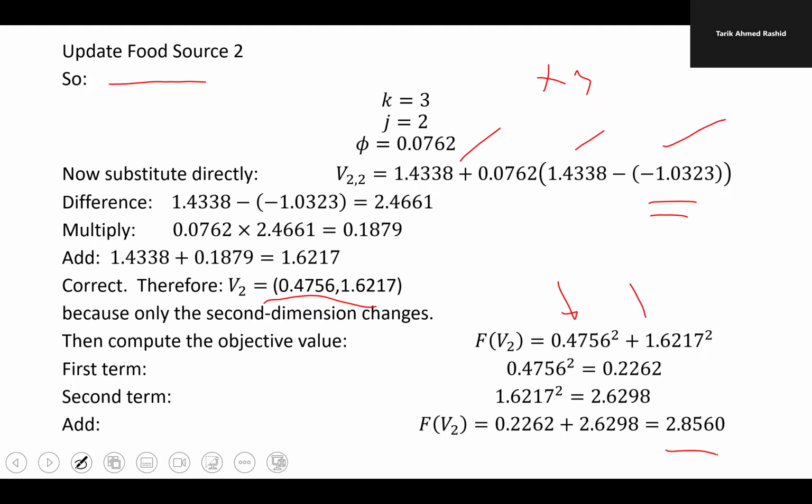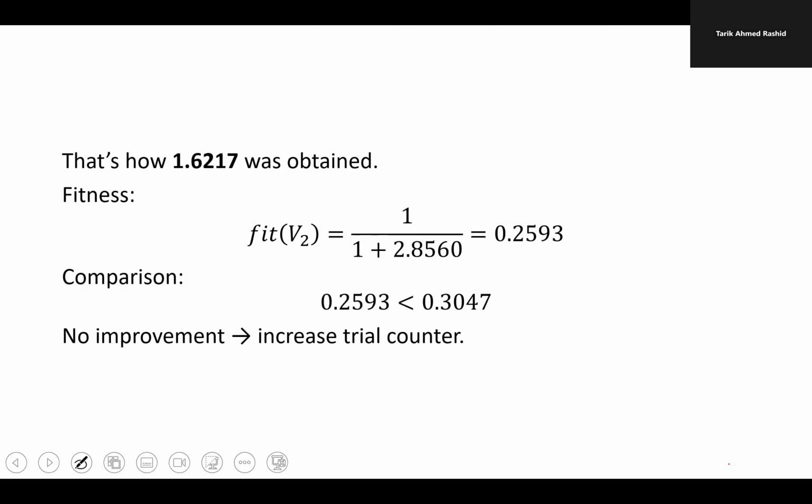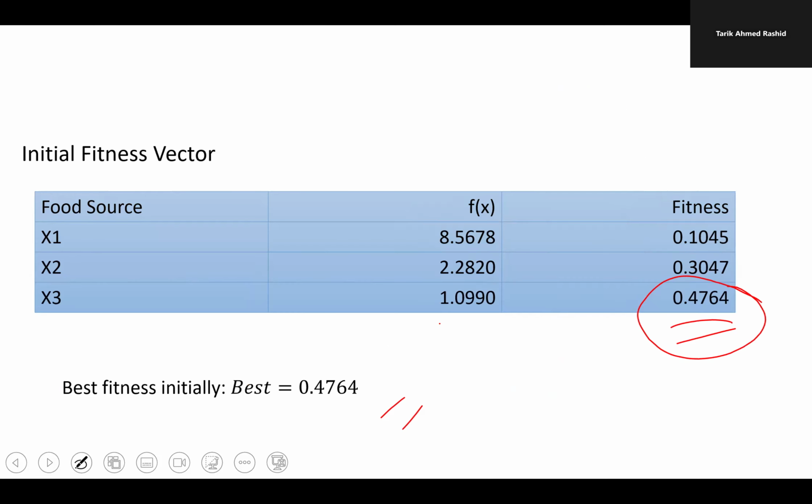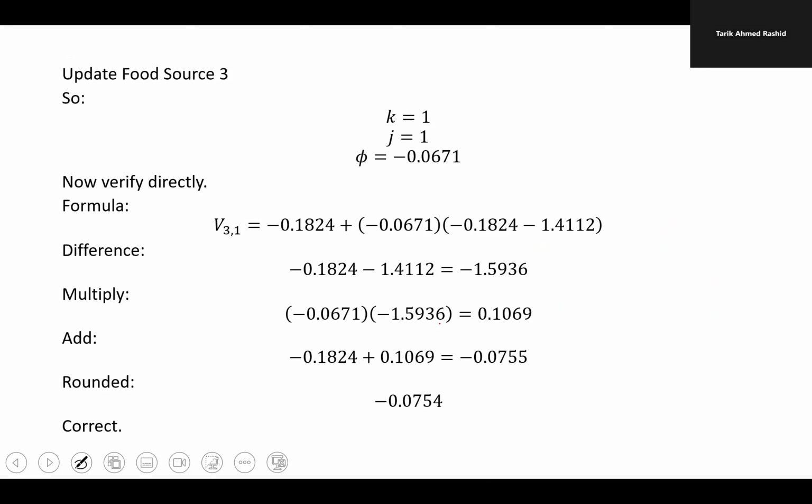We'll see it is V2 2.856560. Now plug this value into 1 over 1 plus fi, which is here. So you get 2.593. We'll check it with the earlier fitness for the food source 2. Food source 2 earlier fitness was 0.3047, which is that one.